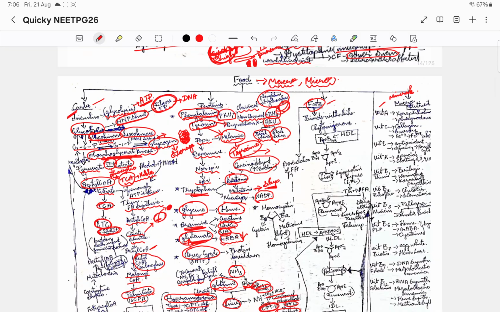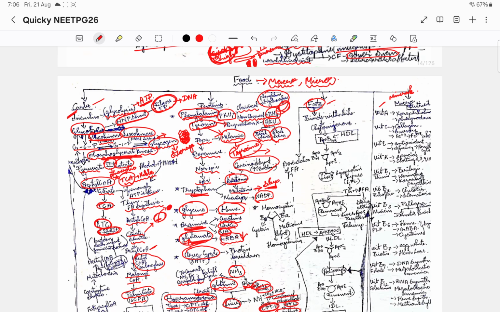So you got to know, right? Proteins, many amino acids were there, and what are they forming into? Then amino acid breakdown is happening. Then the urea cycle happened, and urea was thrown out of the body. That's it with respect to protein metabolism.